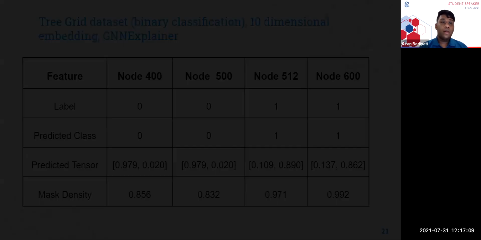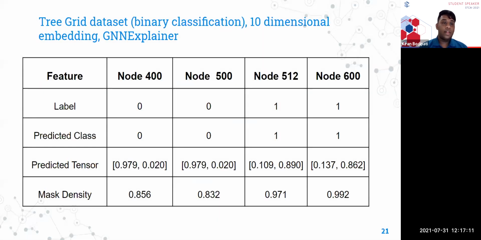For this example result that I used in this slide, I used a tree-grid data set, which is a two-class data set, and a 10-dimensional embedding, and I've generated the explanations with the help of a GNN explainer. Here you have nodes 400 and 500 in a class called 0, and you have nodes 512 and 600 in a class called 1.